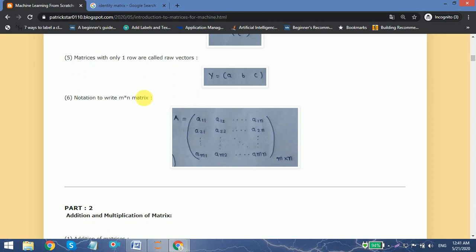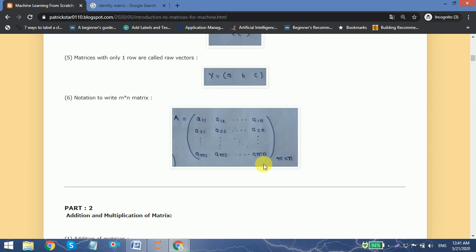Okay, so the notation to write an m cross n matrix is given here. You can see that the rows go from a11, a21 to am1, so it must have m number of rows, and the columns go from a11, a12 to a1n, so it must have n number of columns. And a11 is the element at the first row and first column, a1n is the element at the first row and nth column, and amn is the element at the mth row and nth column.